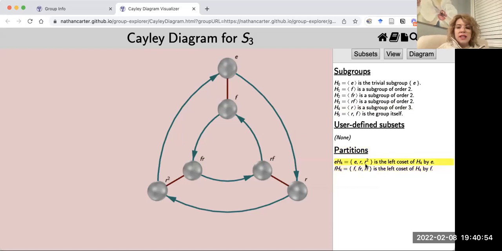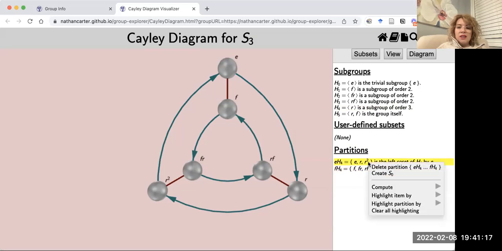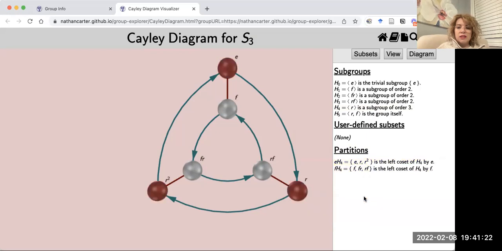And we're told that it creates something called a partition. And a partition is just a division of the nodes into sets. So we have 2 different sets. One is the identity times our group. So it's just our subgroup, E, R, and R squared. And if we want, we can highlight that subgroup. And then the second one is the flips times H4.